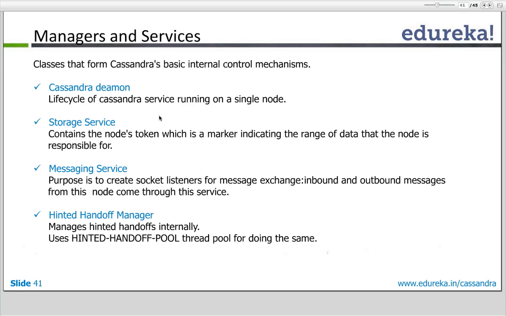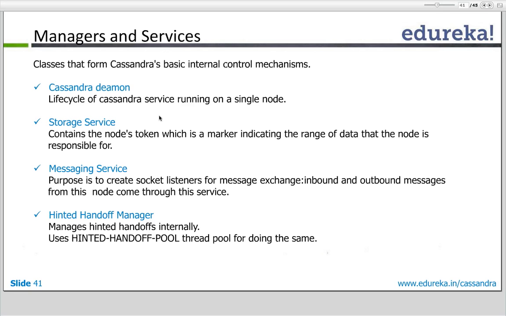Then there's something called the storage service. It contains the node's token, which is a marker indicating the range of data that the node is responsible for. It's a service which will make sure what data this node is supposed to get, the primary copy of data, which is decided by the partitioner. The partitioner is just a class with some logic, but it will be called from the storage service, which maintains the node token. If a node goes down or you add a new node, it is the responsibility of the storage service to get the new node token and rearrange the key range.